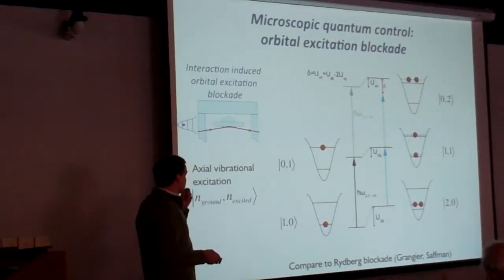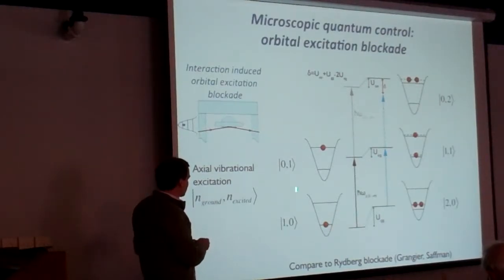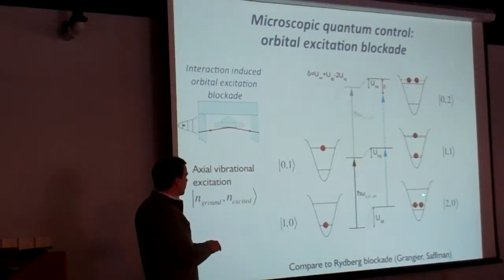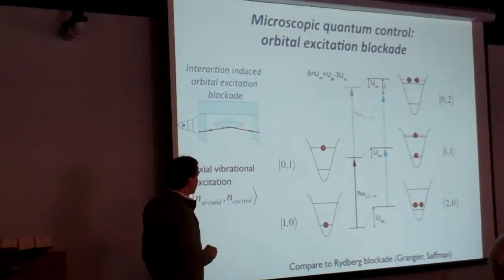This is nice now, because this means you can not only drive a Rabi transition here if one of them is in the ground state and the other one is in the excited state, you can also do it here and selectively bring one atom into the excited state. Okay? And this is called orbital excitation flow.